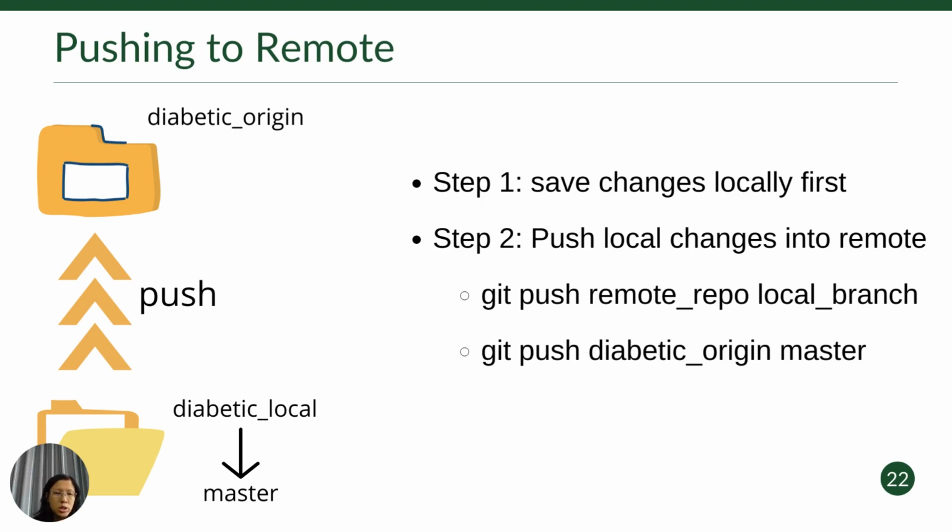our changes to the remote, remember to save changes locally first. You have to add, you have to commit. Only then you push your changes into the remote repo using the push command. So here you use git push and then your remote repo name followed by the local branch. Git push diabetes origin and master.